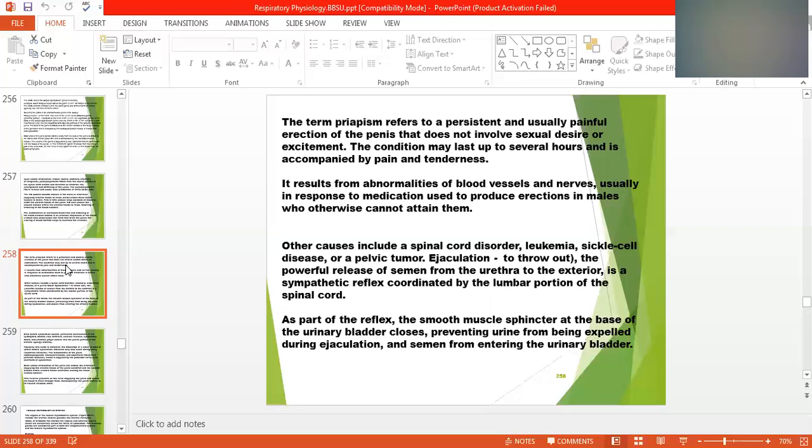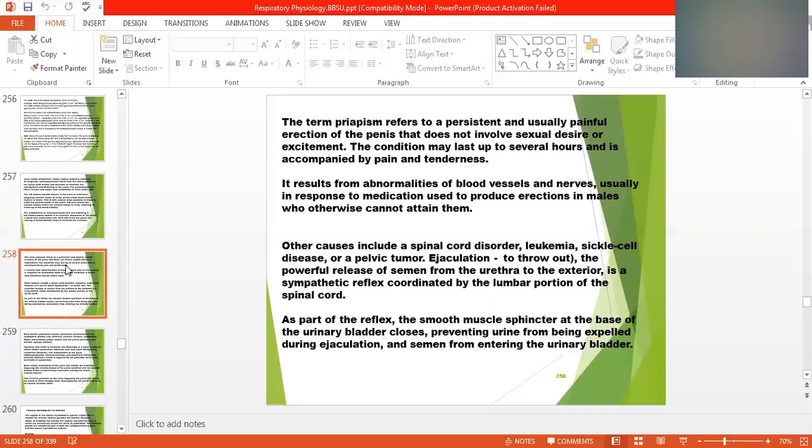Other causes include a spinal cord disorder, if there is a defect in the spinal cord, leukemia, blood cancer, sickle cell disease, where the shape of the RBCs has been changed and is sickle-like, or a pelvic tumor, if there is a tumor in the pelvis.